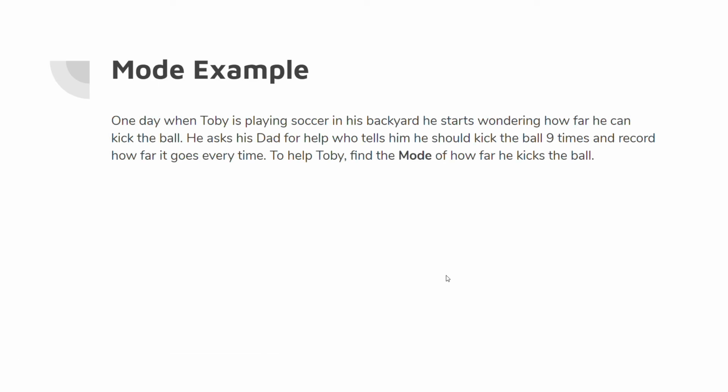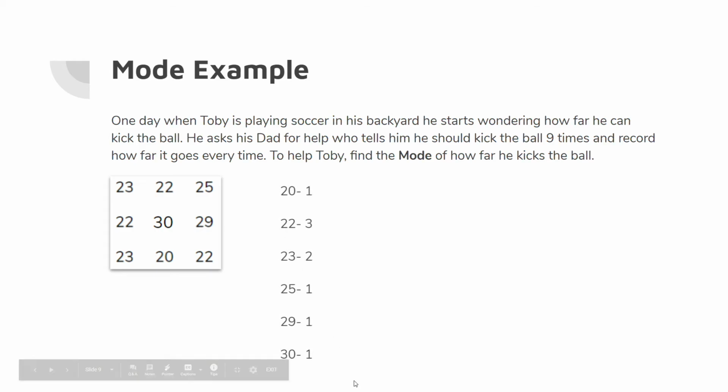Okay, let's go back to Toby here and help him find the mode. He has the same amount of kicks and the same distances. I went ahead and rearranged this to help us find the mode. I counted how many times each distance comes up every time he kicks. So I saw that 20 comes 1 time, 22 is there 3 times, 23 is there 2 times, 25 is there once, 29 is there once, and 30 is there once.